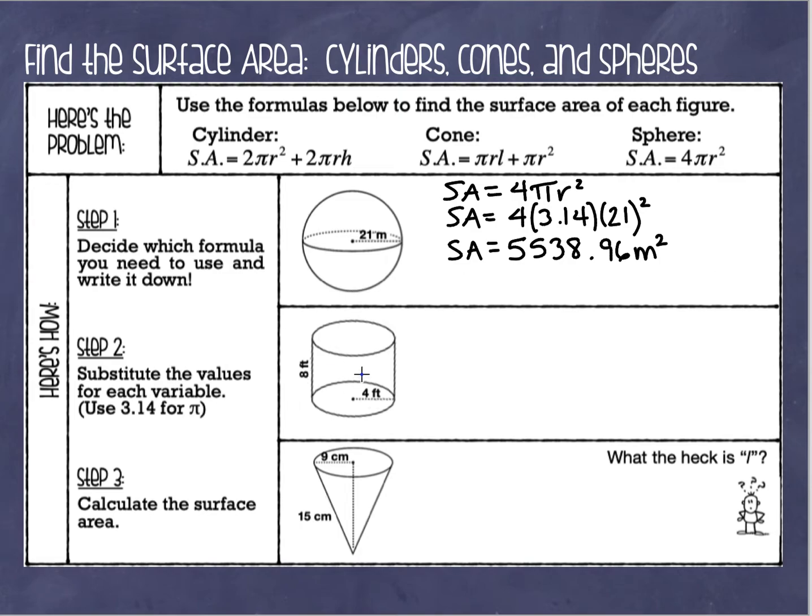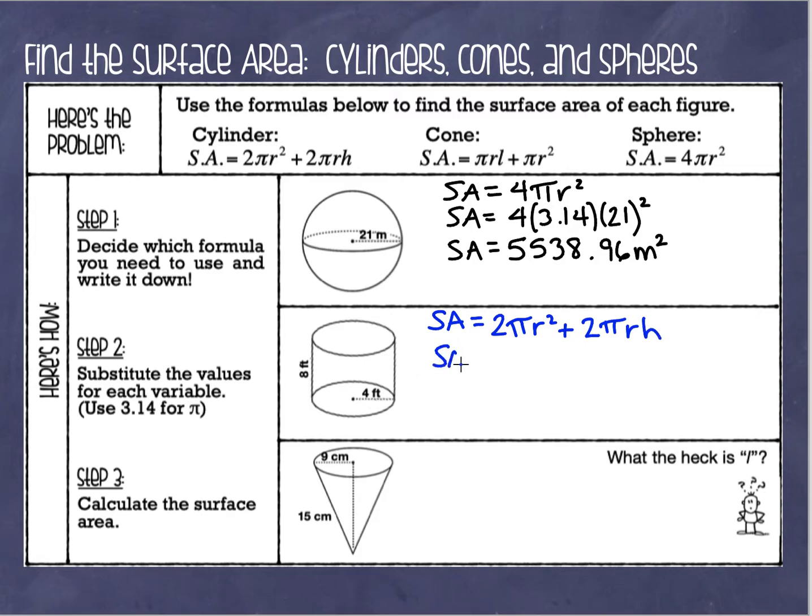All right, next one. This time we have a cylinder, right? A cylinder looks like a can. So we're going to start out by writing our formula, right? So the surface area for a cylinder, it's right here. This is a long one. We have 2 times pi times the radius squared plus 2 times pi times the radius times the height.